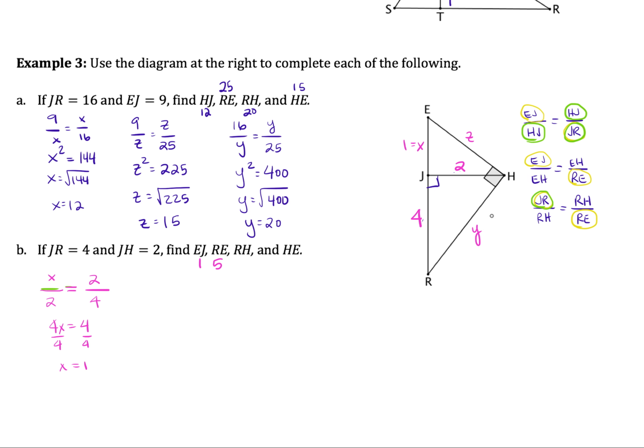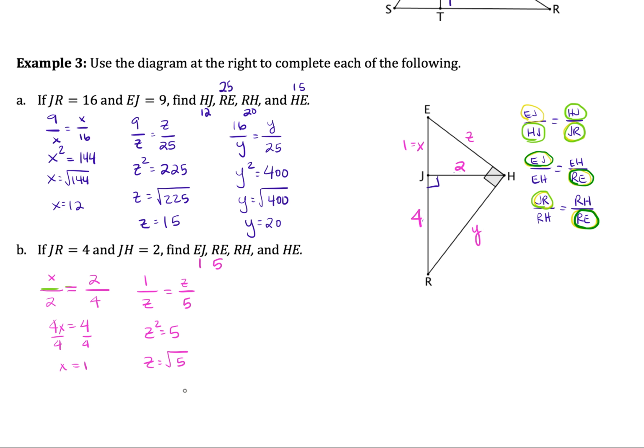And that means that we have now this number, and we also have this number right here. So we should now be able to find EH using the second proportion. So let's take a look at that. EJ, which we now know is 1, over EH, which we're calling Z in our diagram. So those go there. And RE on the bottom here, which we now know is 5. So cross multiplying this gives us Z squared equals 5 times 1, which is 5, which means that Z is the square root of 5.